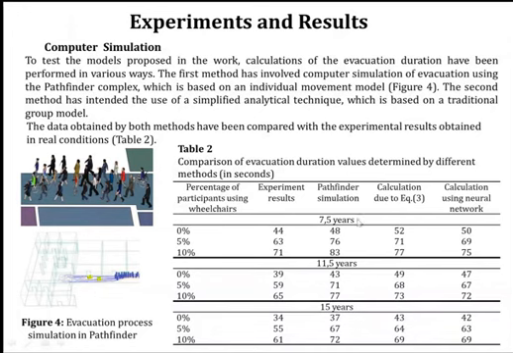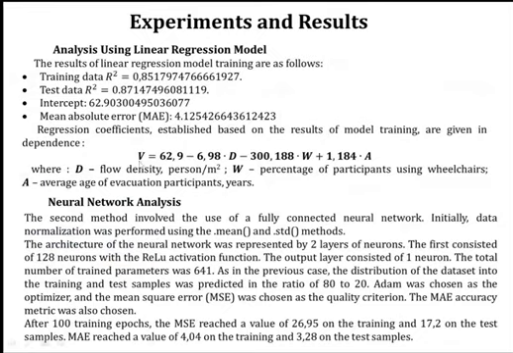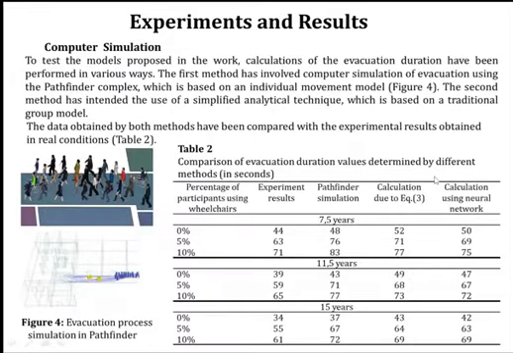Also, we made a calculation using our equation which we had here. And also we used calculation due to the results obtained by neural networks. So the same scenarios were calculated, and here we have the results in seconds for different scenarios. So we can see that when the flow is homogeneous, the Pathfinder provides the best results.